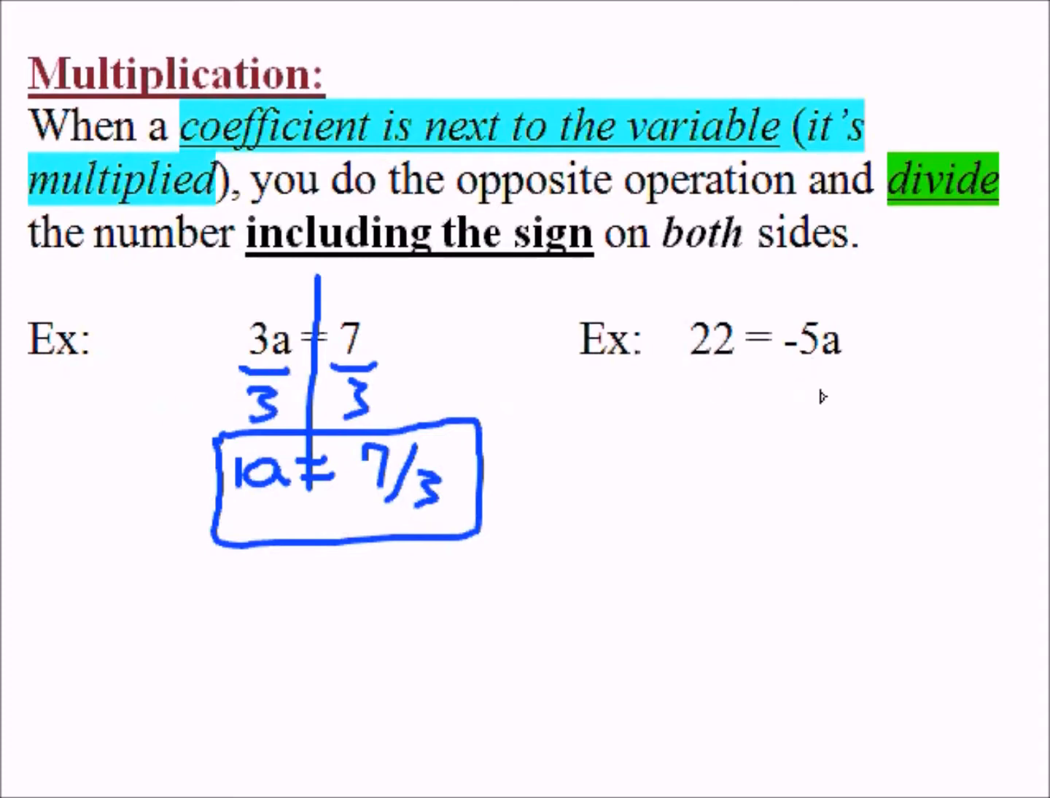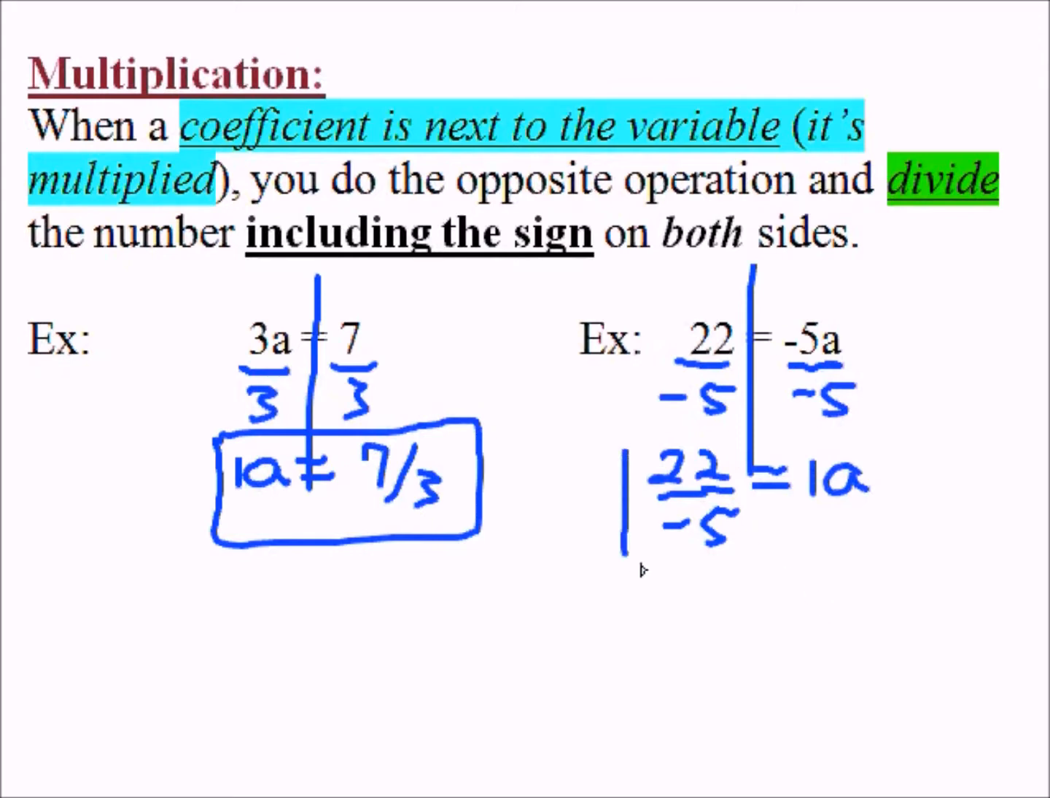22 equals negative 5a. Again, all you want is the a. Notice the negative 5 is being multiplied by the a, so we divide both sides by negative 5. Leaving us with 22 over negative 5 equals negative 5 over negative 5, that leaves us with 1a. You do not have to write the 1 if you do not want to. And our final answer is 22 over negative 5.